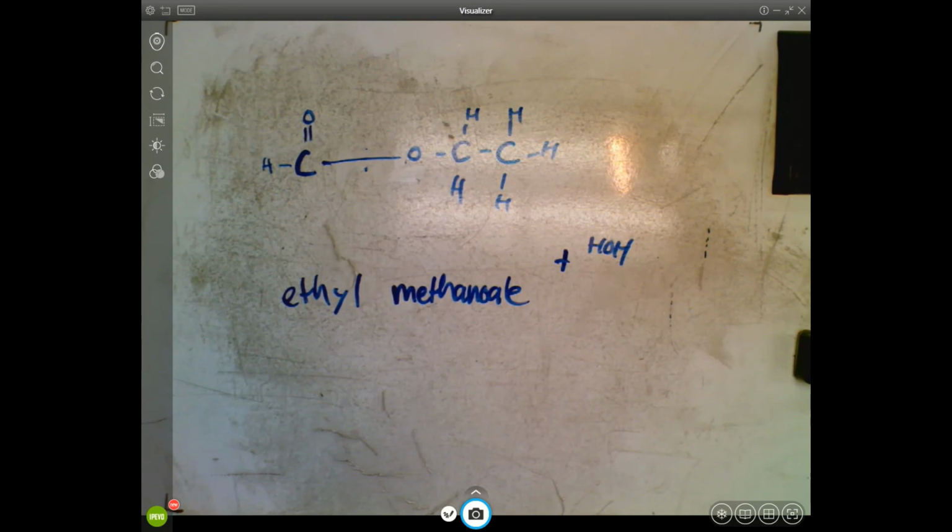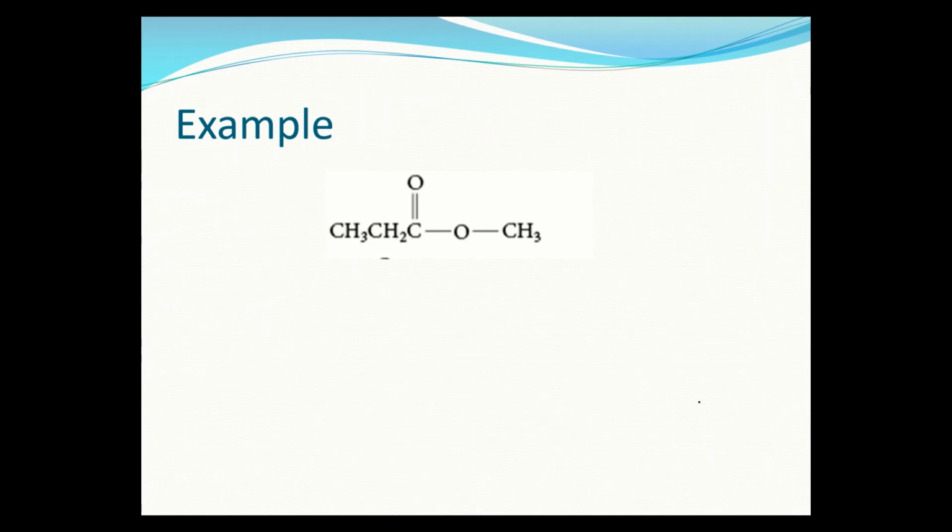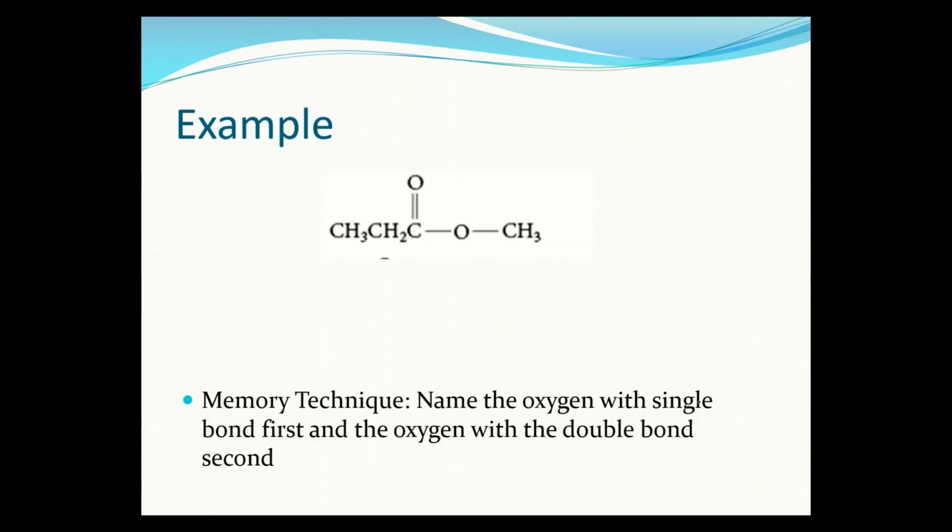Okay, let's do another example. Sometimes I might just give you the ester, and this is what the ester looks like, and you would have to name it. It's a little bit trickier because we can't use the alcohol acid technique. So a little memory technique is name the oxygen with the single bond first and the oxygen with the double bond second. So single bond is first. This oxygen is single bonded to this, so that's where the first part of the name comes from.